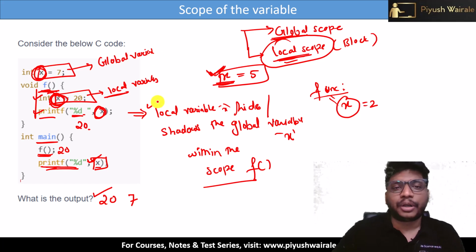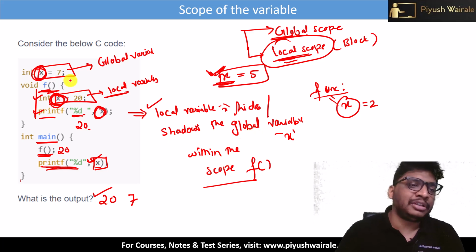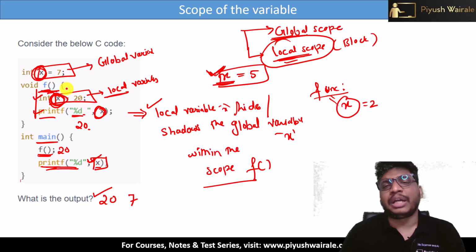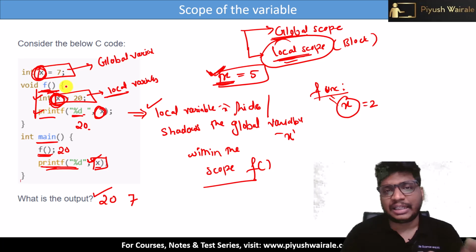Okay, and this is very important. Local variable x hides, or we can say shadows, the global variable x within the scope of this particular function f here. You can expect a simple question from this topic as well. For the rest of the theoretical concepts regarding the scope of the variable, that is dynamic scope or lexical scope, you can just refer to my notes. I have discussed that in detail.